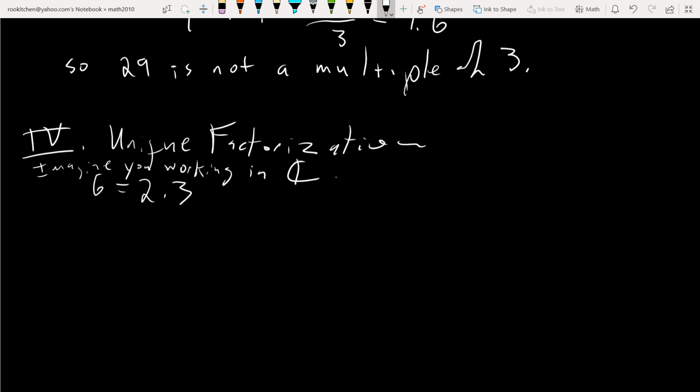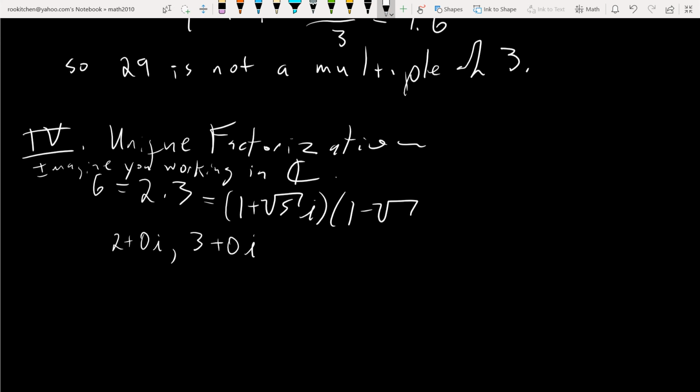In that case, you could write 6 as 2 times 3. These are complex numbers as well: it's 2 plus 0i, and 3 is the same as 3 plus 0i. Remember, the complex numbers allow us to have a real part plus an imaginary part, and they're kind of like ordered pairs. But anyways, you can also write 6 as 1 plus root 5i times 1 minus root 5i.